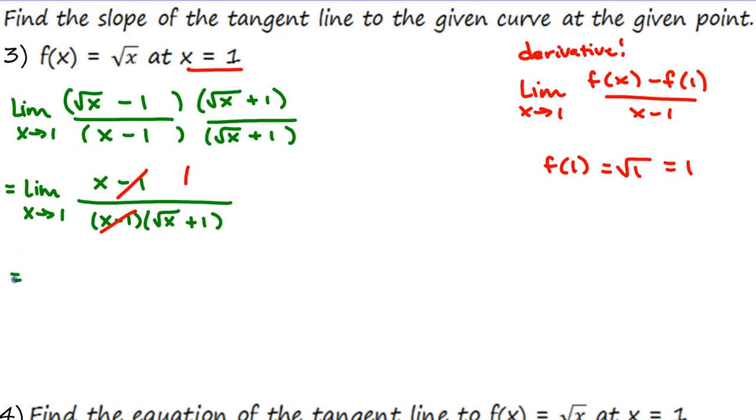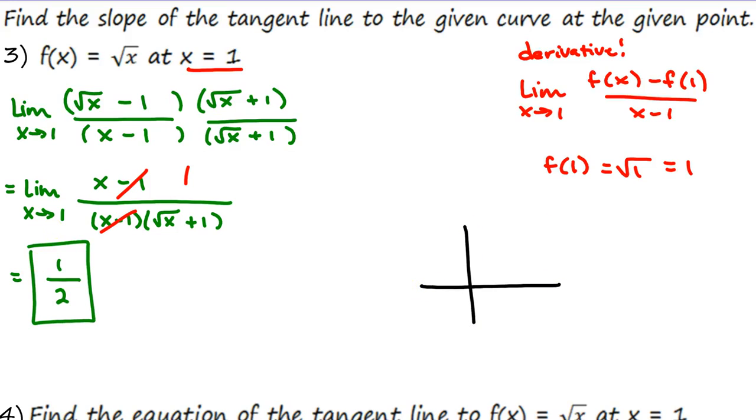Okay, now let's substitute x equals 1 in there, and we get 1 over the square root of 1 plus 1, which would be 2. So the answer is 1/2. So that is the slope of the tangent line to that curve at that point. If you want to picture it, y equals square root x looks kind of like this, and at x equals 1, we're saying the slope is 1/2. That seems reasonable.